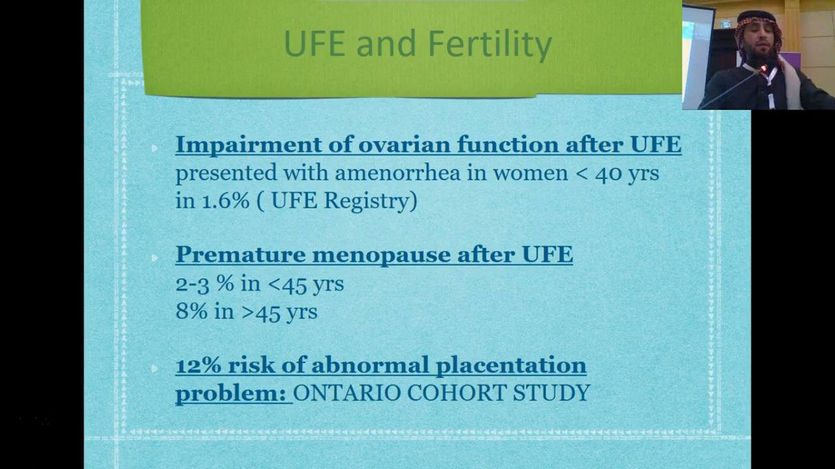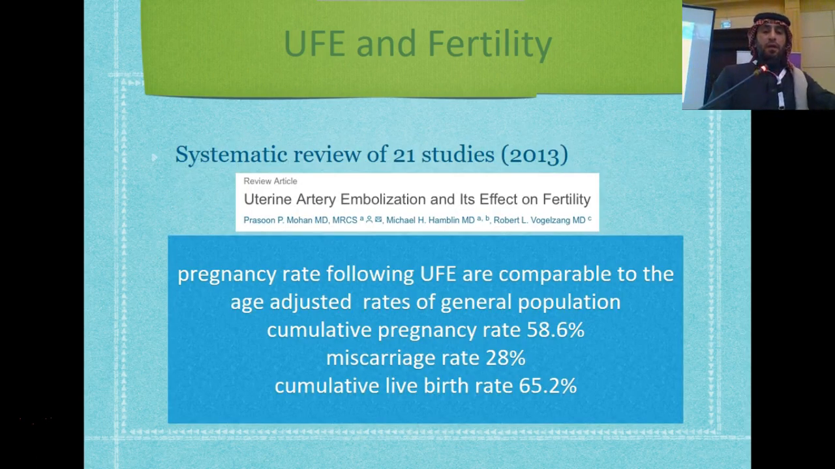Interesting, in the last few years there is some sort of observation: there is an increased incidence of abnormal placentation after fibroid embolization. As mentioned in the Ontario cohort study, this is a big study, although it's old, from 2005, but it is a big respected study. It shows a 12% increase of abnormal placentation. It was just an observation point at that time.